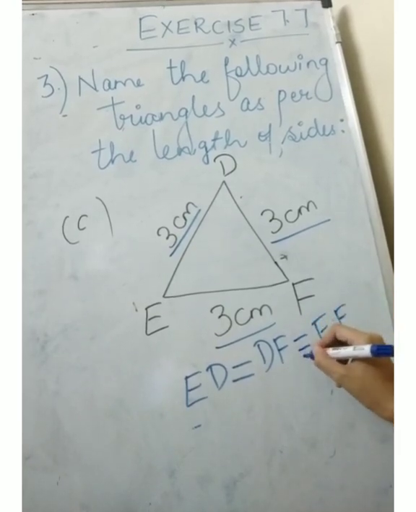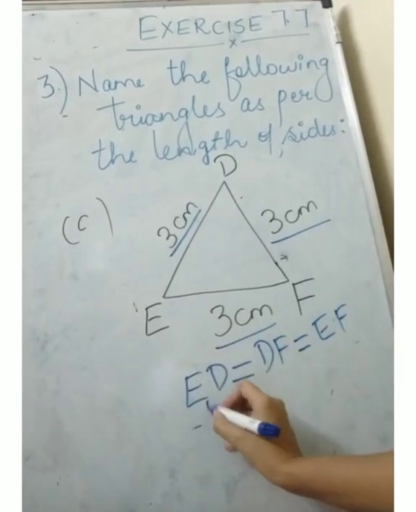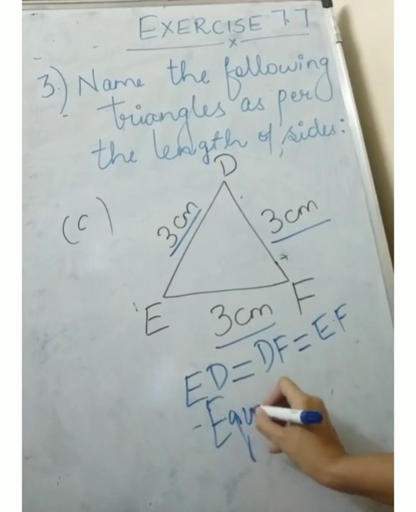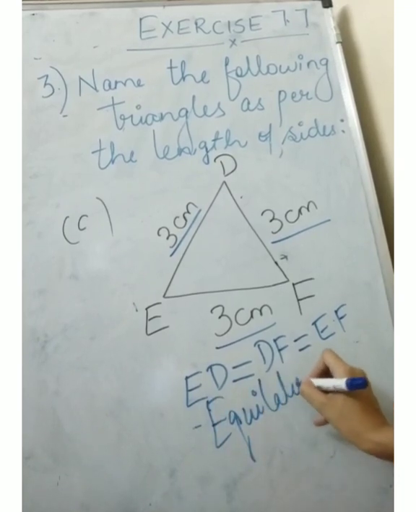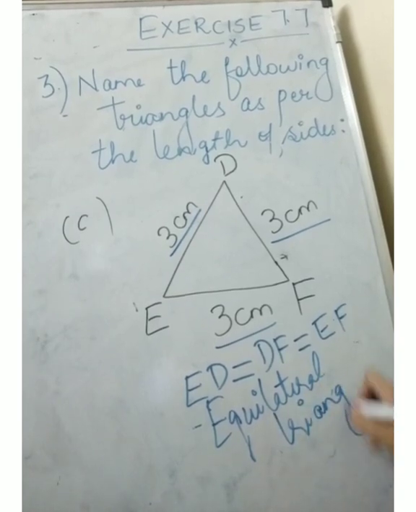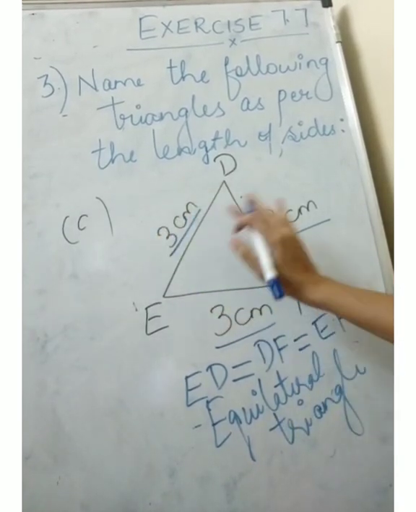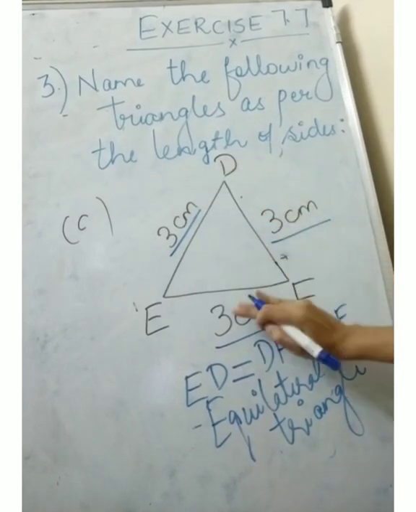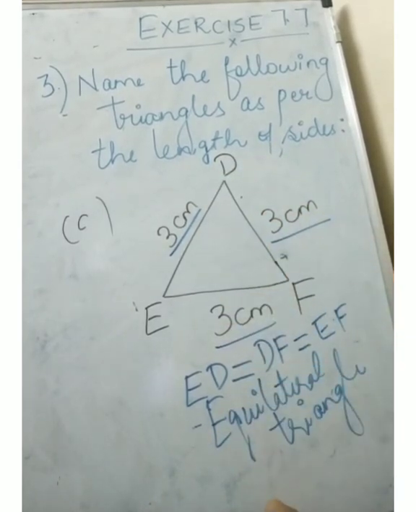That is also equal. If all the three sides are equal, then that is called an equilateral triangle. Is it clear student? So you have to see all the three sides. If all the three sides are equal, then that type of triangle is called an equilateral triangle. Okay.